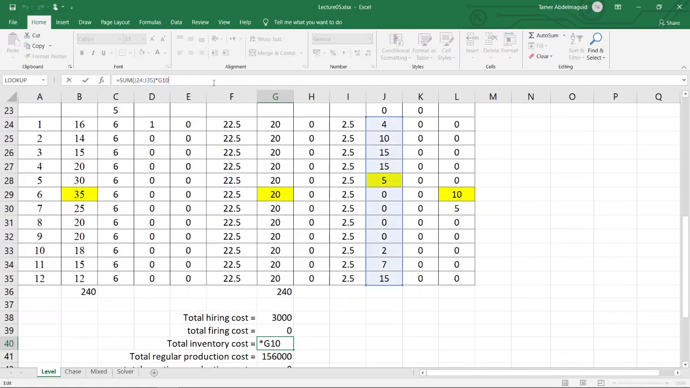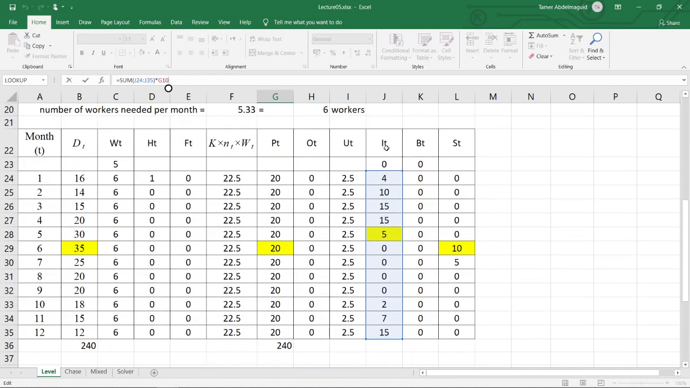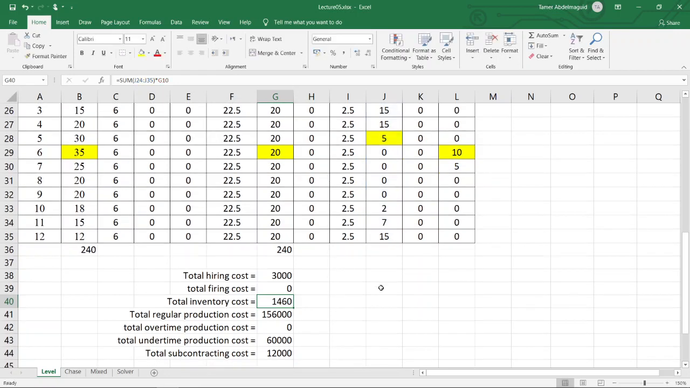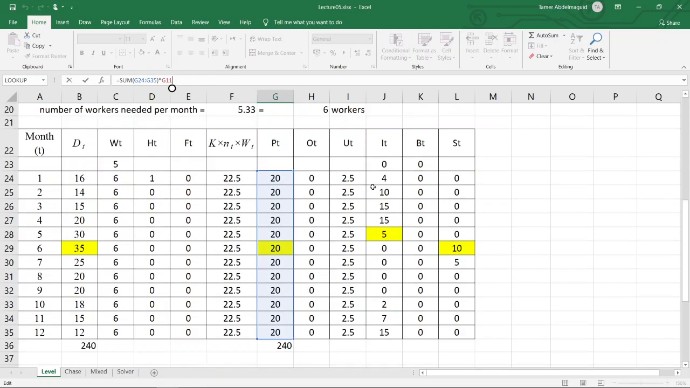Total inventory cost is calculated by multiplying the inventory holding cost per unit per period, C sub H, times the summation of the values in this column, which includes the values of the I sub t variables. And next we calculate the total regular time production cost, which is simply the multiplication of the regular time production cost per unit times the number of units produced, which is the summation of the values given in this column.